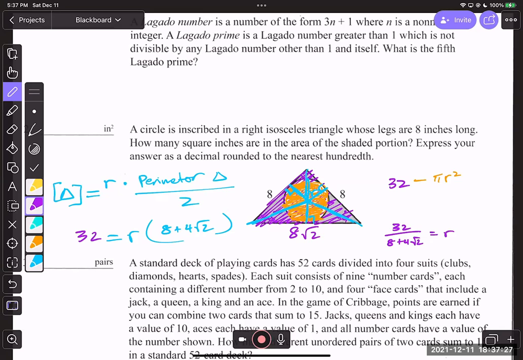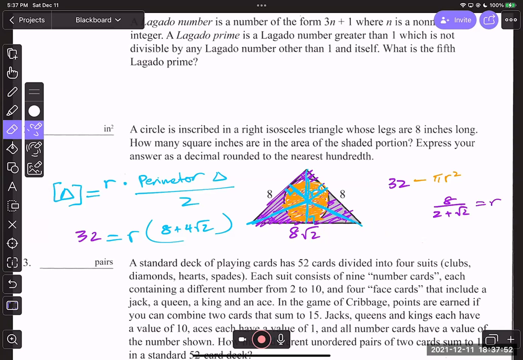And this seems really hard to divide. However, there's a surefire way to do this. You can think of this bottom part right here as 4 times 2 plus the square root of 2. So this becomes 8 over 2 plus the square root of 2 is equal to r. Well, you might ask, how do I take care of that then? Well, the way to take care of that is to rationalize your denominator.